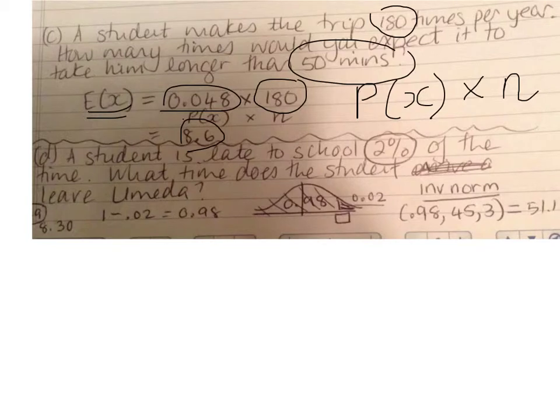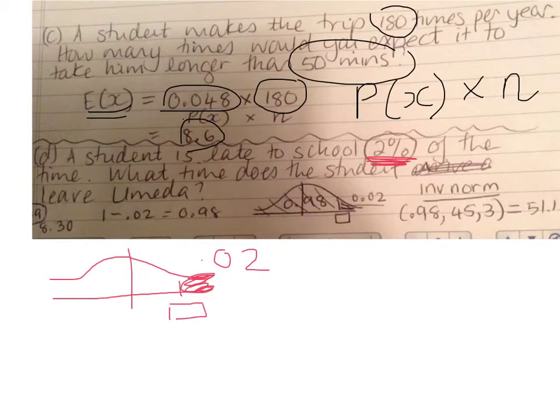Now, one other type of problem we haven't talked about is inverse normal. What if you know the probability and you're trying to find out the value on the normal distribution curve? A student is late to school 2% of the time. What time are they leaving if they're late that amount of time? So we know that the trip takes too long 2% of the time, or 0.02. Okay? So we need to figure out what is this value here for that to happen.